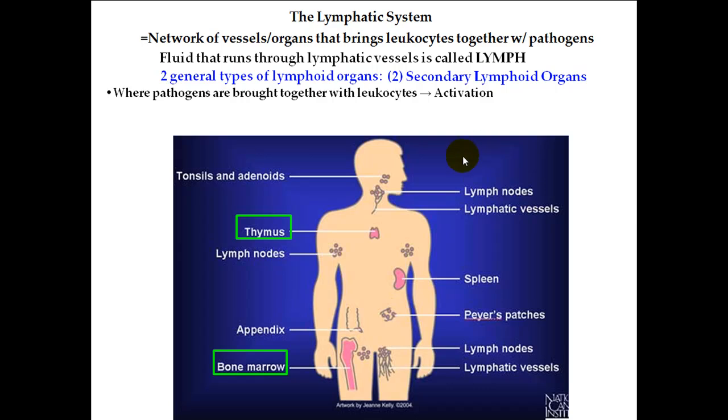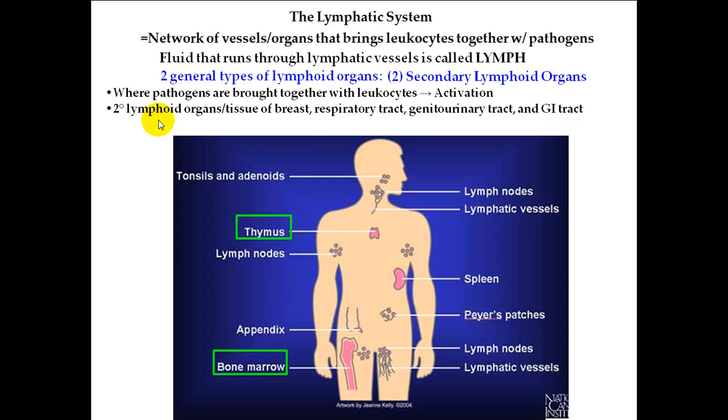It turns out that there's a subcategory of secondary lymphoid organs. So again, all of the organs here, besides the thymus and the bone marrow, are considered to be secondary lymphoid organs. A subcategory of lymphoid organs are those that are really closely associated with mucosal surfaces. So in other words, there are secondary lymphoid organs and tissue that are closely associated with the breast, respiratory tract, genitourinary tract, and gastrointestinal tract. Taken all together, when you're talking about lymphoid organs that are really closely associated with these mucosal areas, altogether those are called mucosa-associated lymphoid tissue, or MALT.